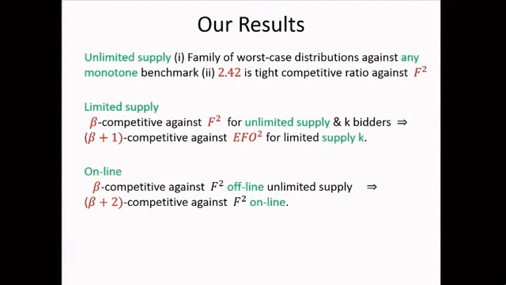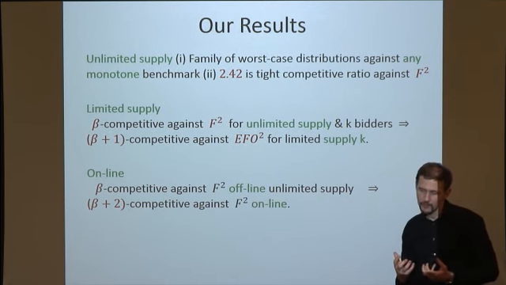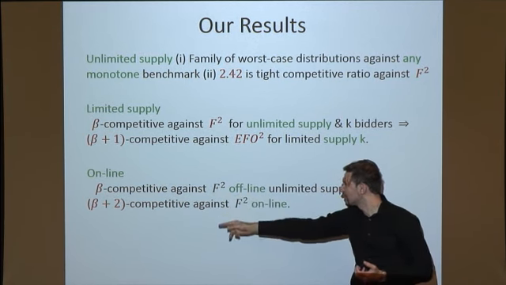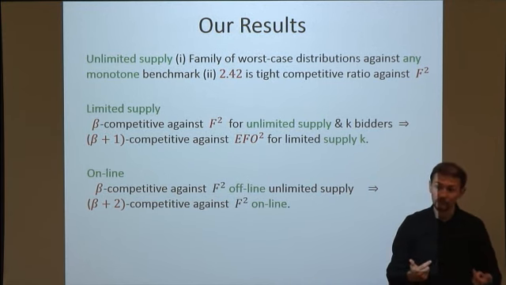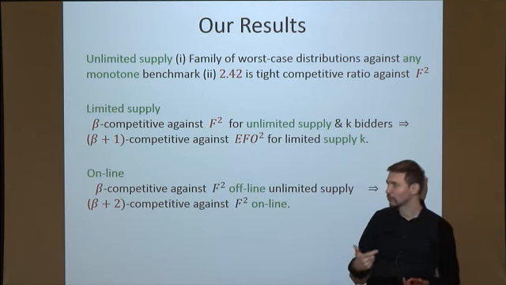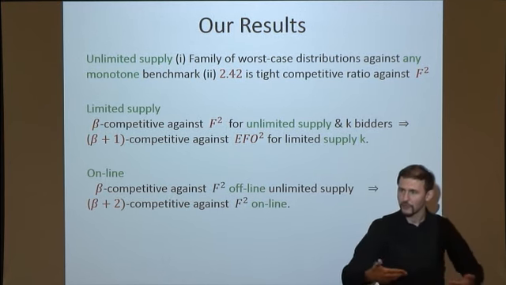For the online setting, a very similar idea gives you beta plus 2, an improvement over 2 beta. And you can do even better if you exploit this idea further, because here the benchmark you use in the offline world is the same as the one you use in the online world. But if you use a different benchmark in the offline world, you can improve this constant even further. So it's very helpful to switch gears in the offline setting compared to the online setting, and use different benchmarks.